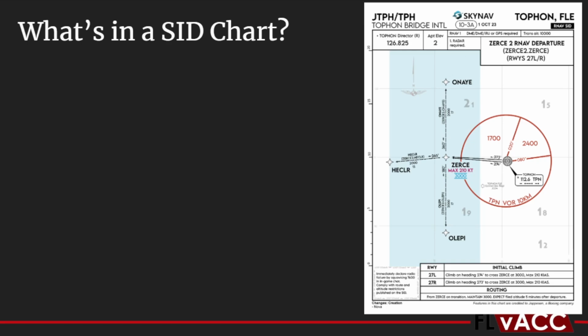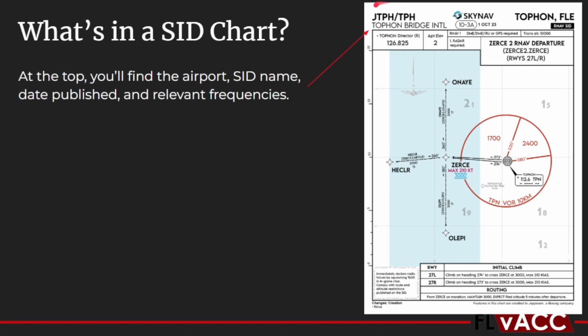As for the important stuff, you'll see the airport name, relevant frequencies, remember that director is equivalent to approach and departure, and the SID name. Below the SID name are also the departure runways that the SID can be used with. The Xerxes 2 departure can be used when aircraft depart runway 27 left or runway 27 right, but not when aircraft depart either of the runway 09s.